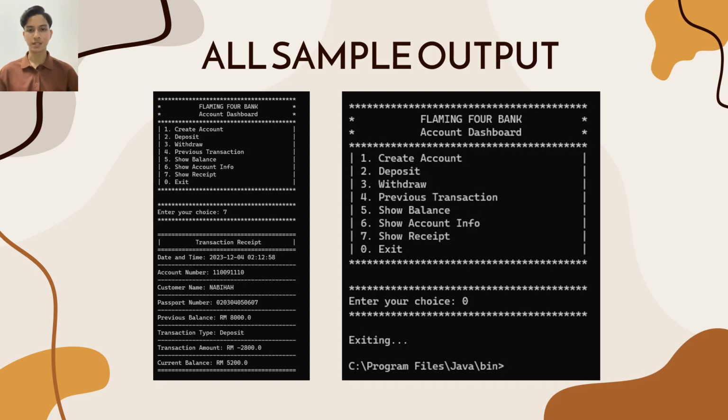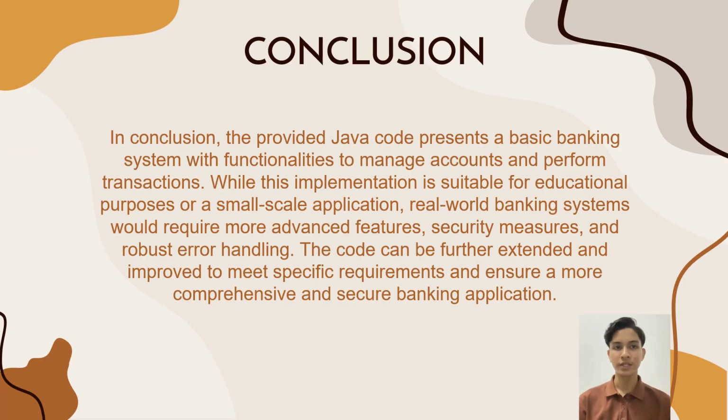In conclusion, the provided Java code presents a basic banking system with functionalities to manage accounts and perform transactions. While this implementation is suitable for educational purposes or a small-scale application, a real-world banking system would require more advanced features, security measures, and robust error handling. The code can be further extended and improved to meet specific requirements and ensure a more comprehensive and secure banking application.